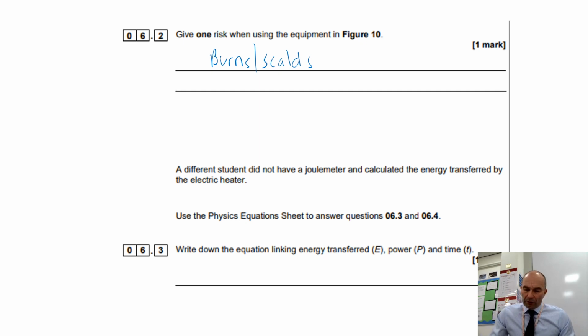Now the next question should be one of the easiest marks you're going to get here, because it's asking you to write down the equation linking energy transferred, power and time. And you'd actually have the formula sheet to help you do that. So remember, power equals energy transferred over time. P equals E over T. You can write it fully in words, or you can use the symbols. As long as you get it right, that's the important thing.